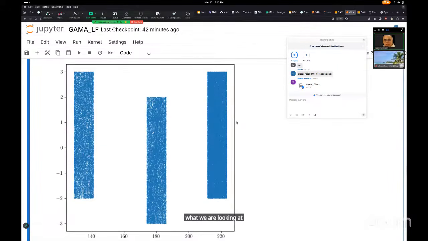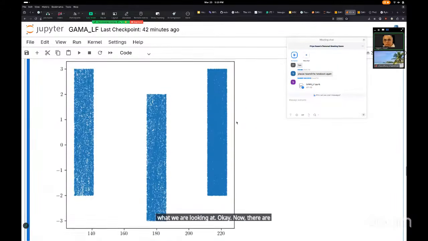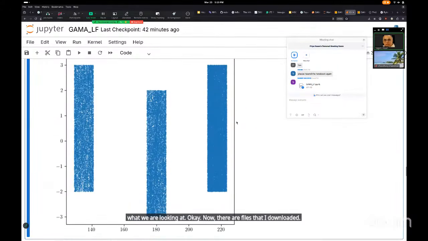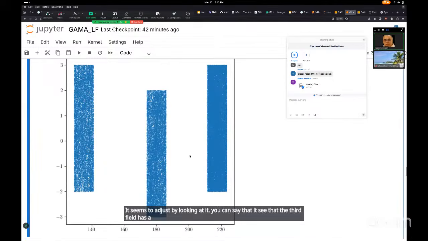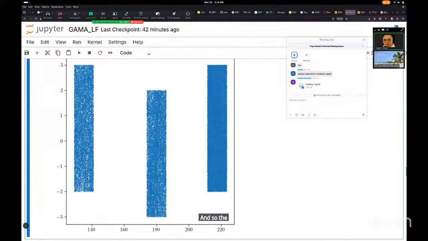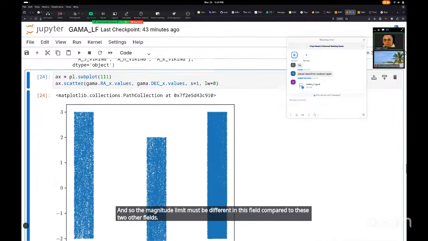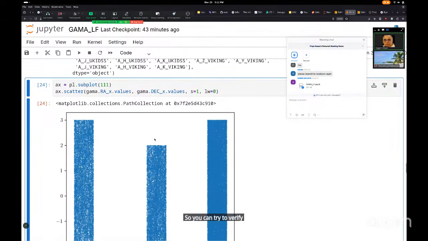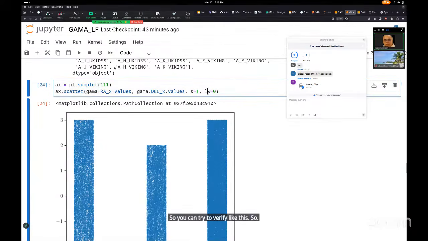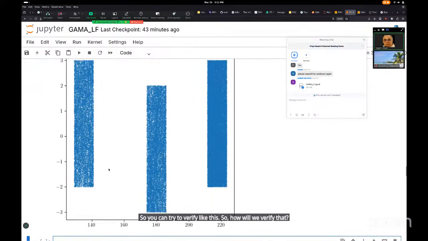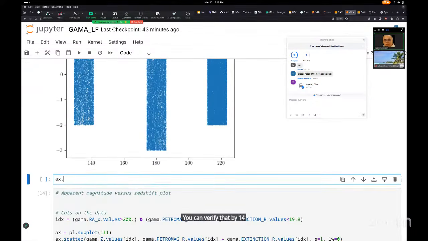Okay. Now the files that I downloaded, it seems that just by looking at it, you can say that the third field has a higher number density of galaxies than these other two fields. And so the magnitude limit must be different in this field compared to these two other fields. So you can try to verify that. So how will we verify that? We can verify that by plotting the apparent magnitude as a function of redshift.